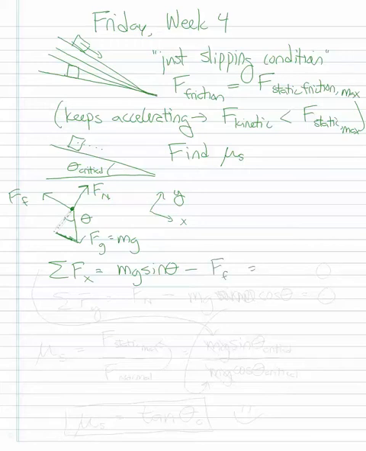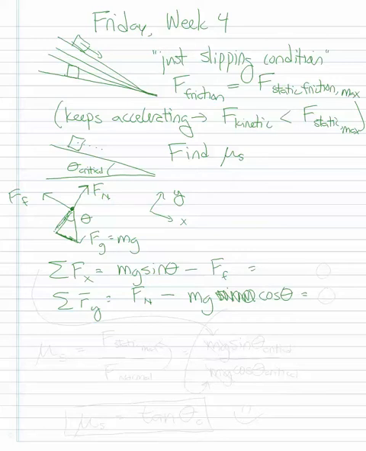And that's it. The sum of the forces in the y direction is equal to the normal force minus mg sine theta, not sine theta, cosine theta. That's this side. And that's equal to all of the forces in that direction.